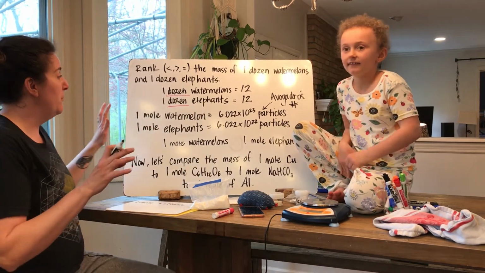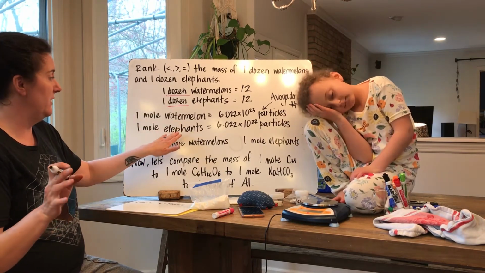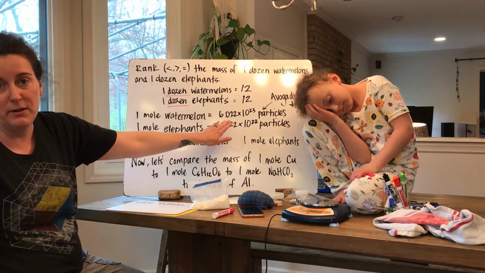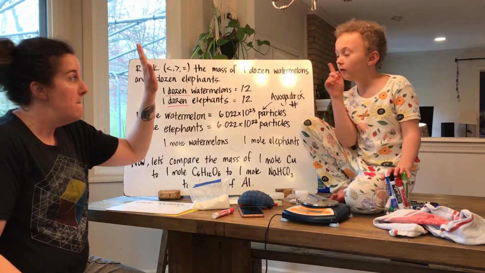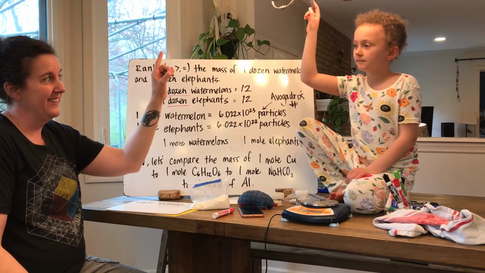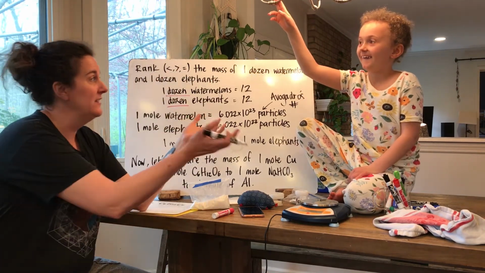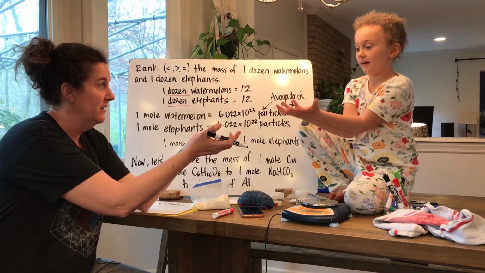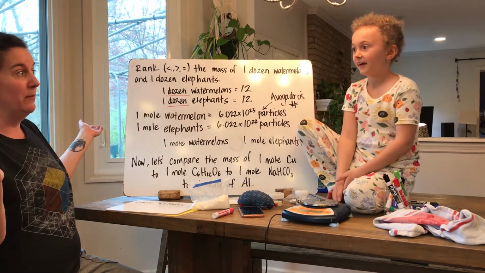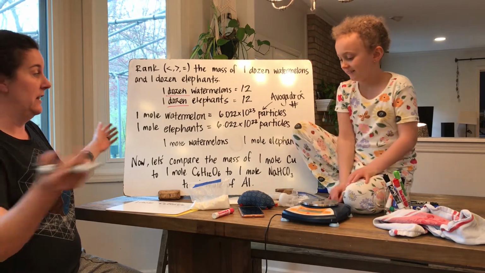Okay, the point is that 1 mole of each of these, watermelon or elephants, is equal to the same number of particles. But if we were to compare, and this is a big but, get it? If we were to compare the mass of 1 single watermelon, are you listening? To the mass of 1 elephant, which one would have more mass? It's obvious, right? Elephant.